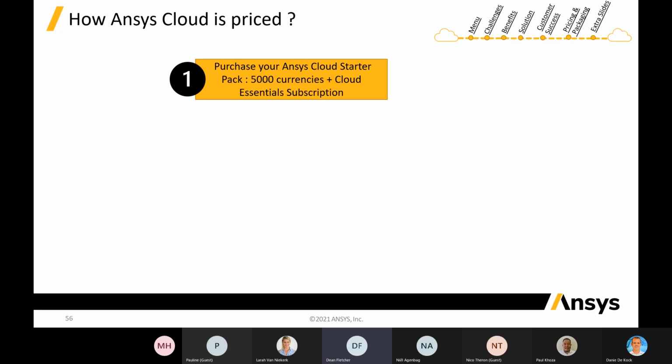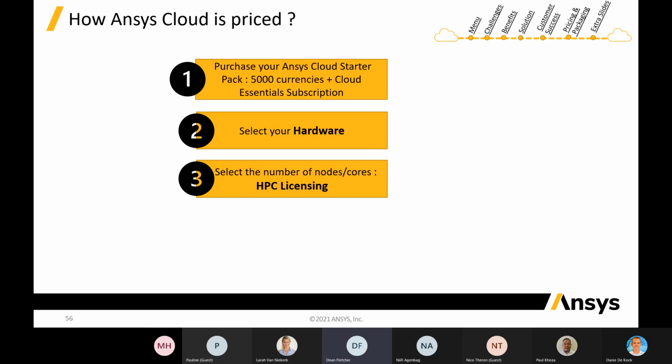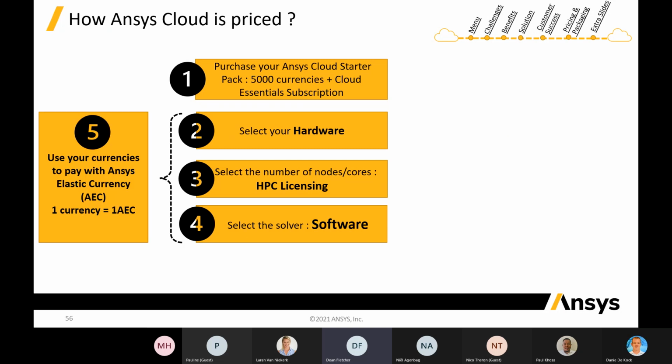How Ansys Cloud is priced? You purchase your starter pack, 5,000 currencies plus Cloud Essentials subscription. You select the hardware you want to use when you go to push it to solve. You select the number of nodes, cores you want to use. That will trigger how much HPC licensing is used, and then you select the solver. Pretty easy. And 2, 3, and 4, assuming you're not already using your on-premises solver or HPC workgroup, will be redeemed against the pool of Elastic currencies you have.